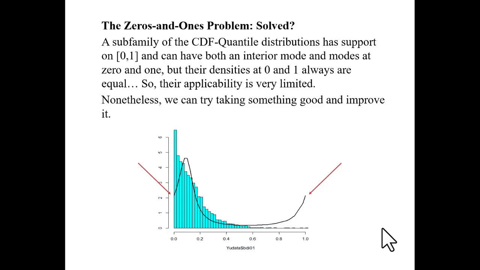Now, a subfamily of the CDF quantile distributions that Ian Shou and I came up with actually does have support on the compact interval, and they can have both an interior mode and modes at 0 and at 1. But they're limited by the fact that the densities at 0 and 1 always are equal to each other, so their applicability is very limited because of that. Nonetheless, we can try taking these distributions and see if we can improve them.